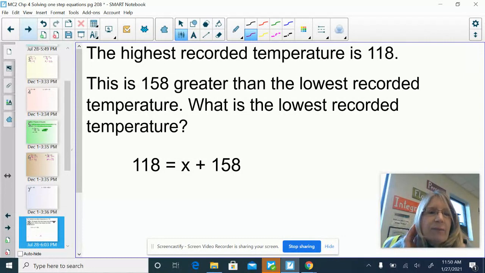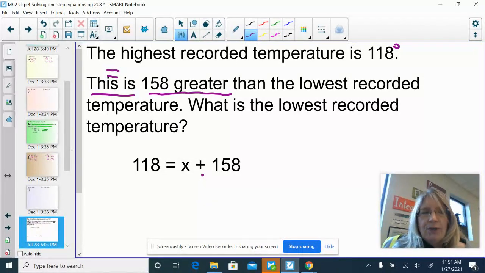So hear it. The highest recorded temperature is 118 degrees. So hear that as one side of the equal sign. Then I want you to train yourself to hear "is" as the equal sign. This is 158 degrees greater. Hear the greater as your plus.